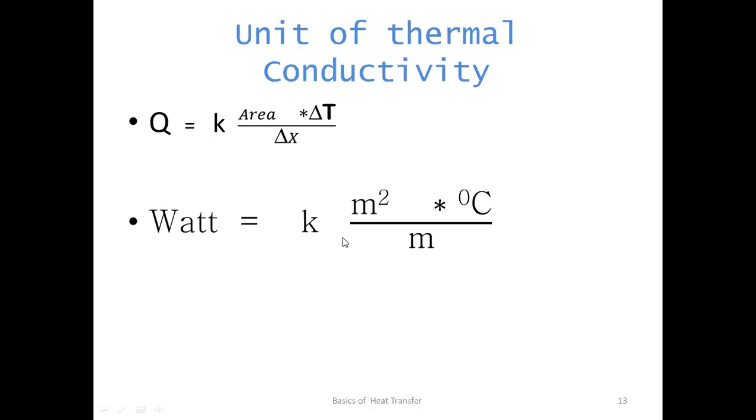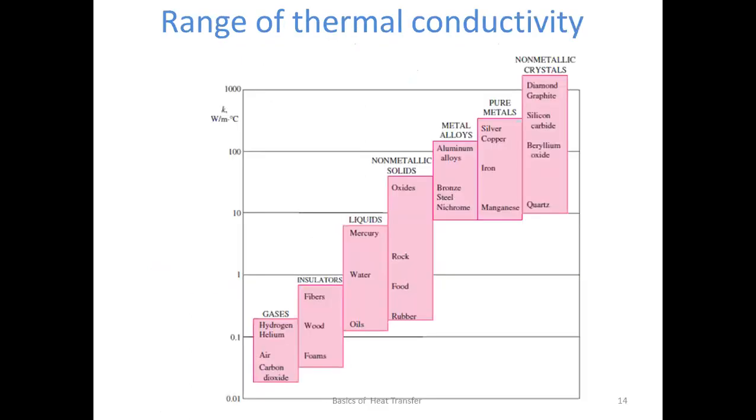If you want to find the unit of k, then just replace all the terms on the left side, and you will get the unit of thermal conductivity, that is watt per meter per degree centigrade. If you take the difference in Kelvin, then it will be Kelvin, but it will not affect the thermal conductivity value; whether you take degree centigrade or Kelvin, the value of thermal conductivity will not change.